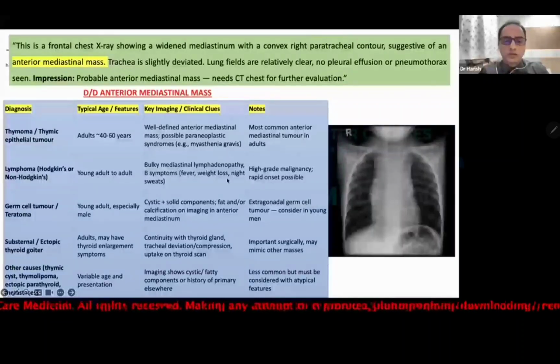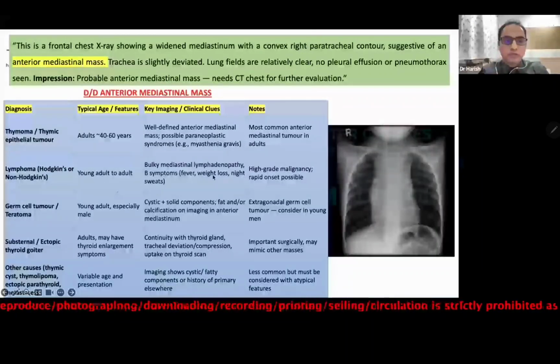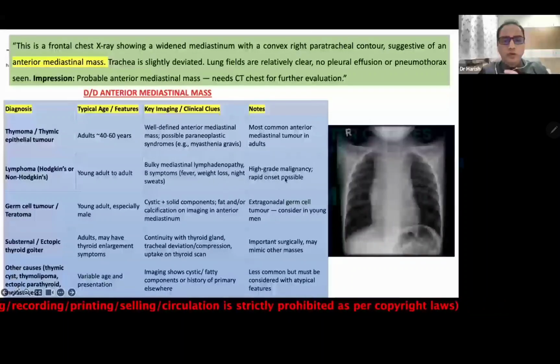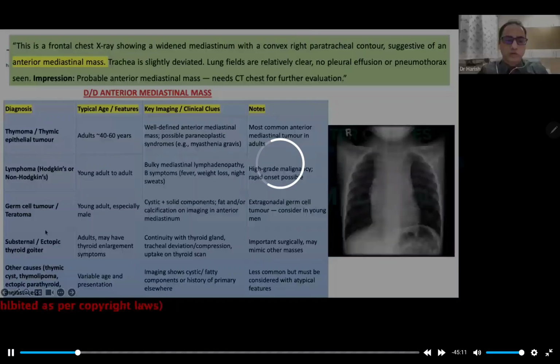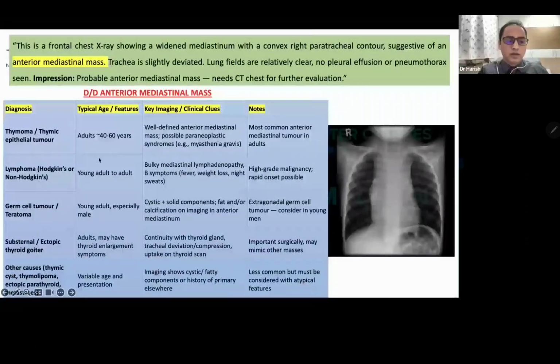So bulky mediastinal lymphadenopathy will be there, along with what we call B symptoms, like fever, weight loss, night sweats. So high grade malignancy and rapid onset is the possibility in lymphoma. So germ cell tumor, teratoma, so substernal ectopic thyroid goiter. So other causes like thymic cyst, thymolipoma, ectopic parathyroid.